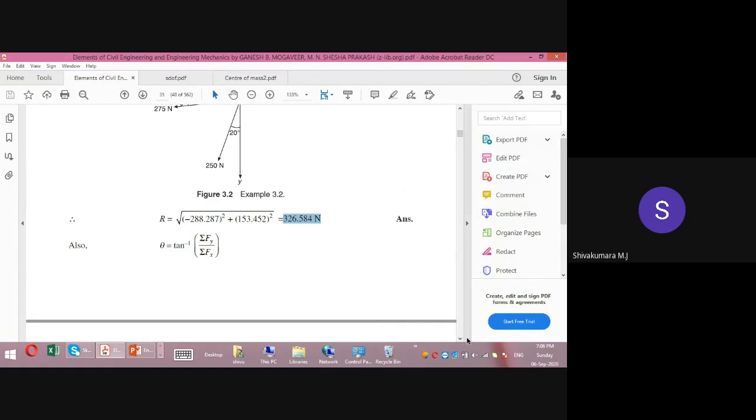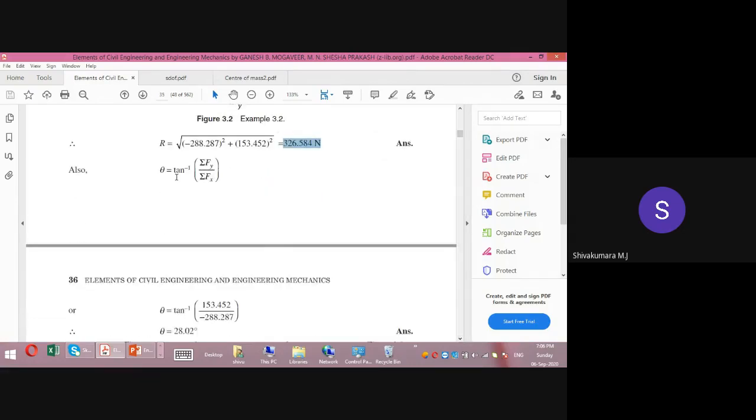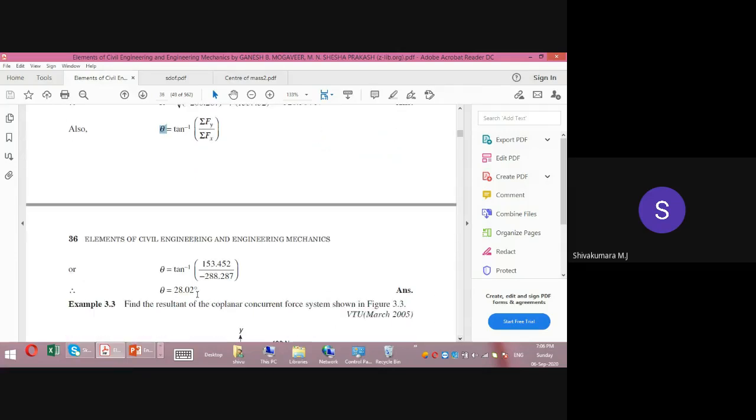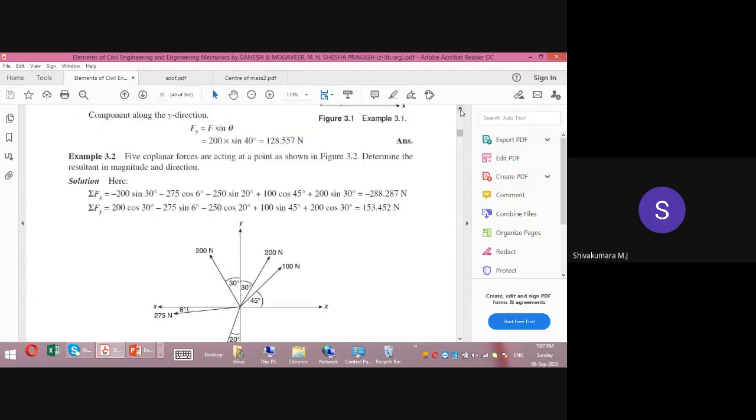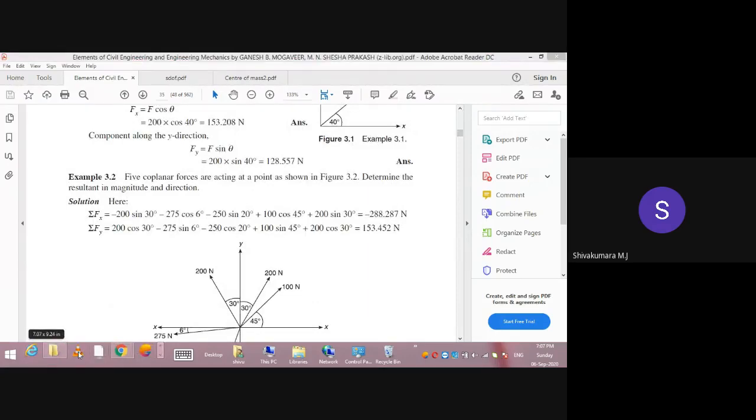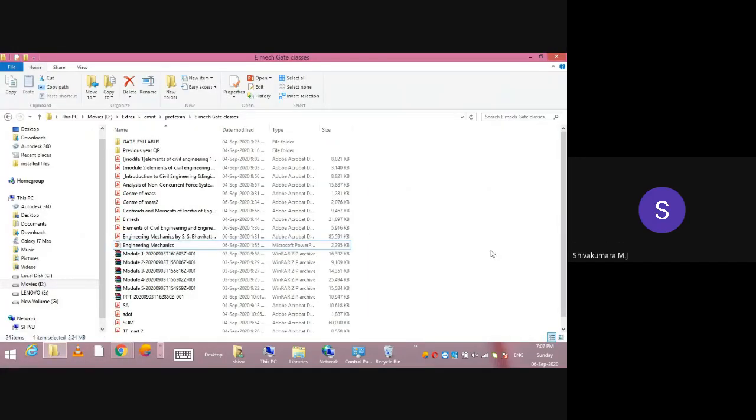And if you want to calculate the direction of this resultant force with respect to the horizontal axis, you should use this formula: theta equal to tan inverse of summation of Fy by summation of Fx. So that is 153.452 divided by 288.287. You will get theta equal to 28.02. So this is how to calculate the magnitude and direction of coplanar concurrent forces.